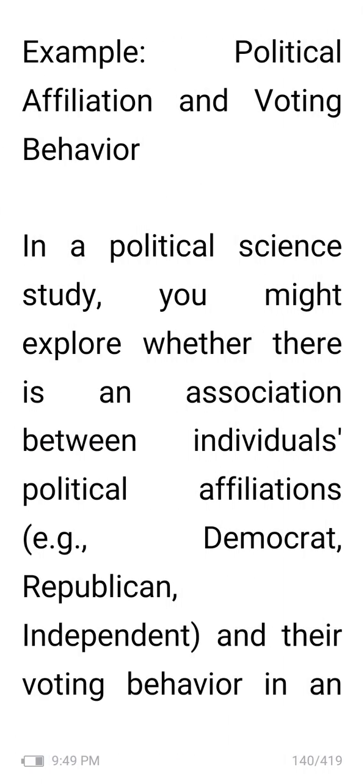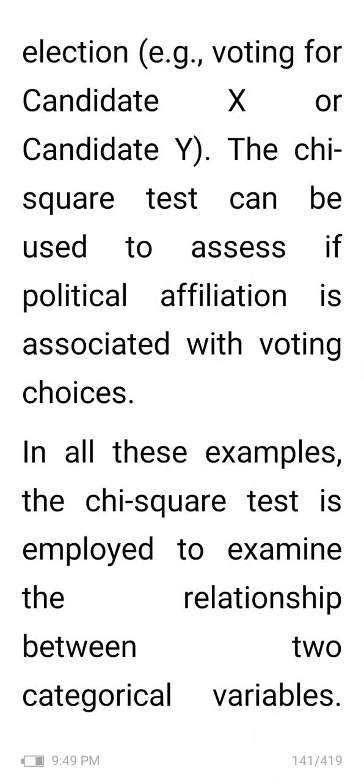Social science example, political affiliation and voting behavior. In a political science study, you might explore whether there is an association between individuals' political affiliations, Democrat, Republican, Independent, and their voting behavior in an election, voting for candidate X or candidate Y. The chi-square test can be used to assess if political affiliation is associated with voting choices.